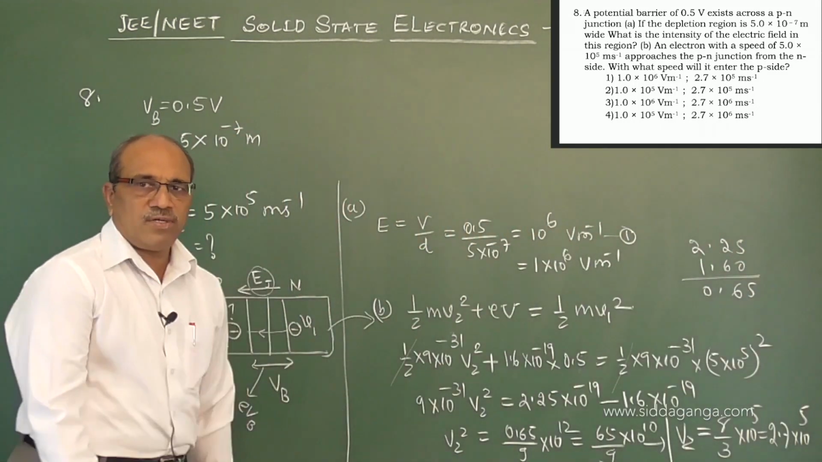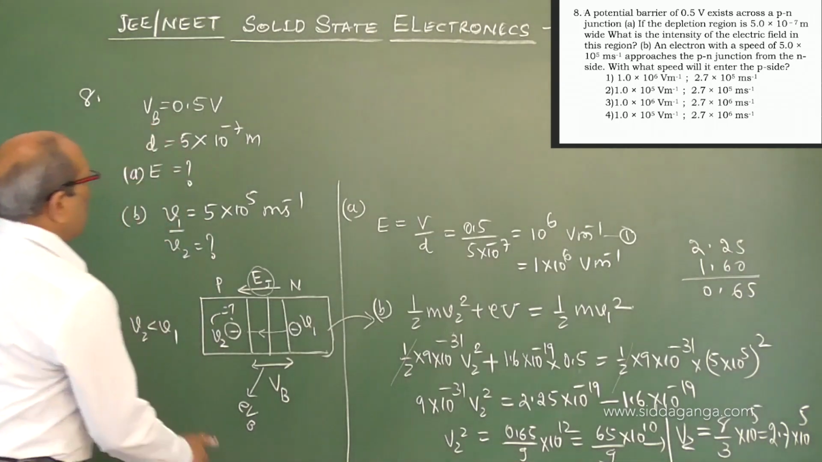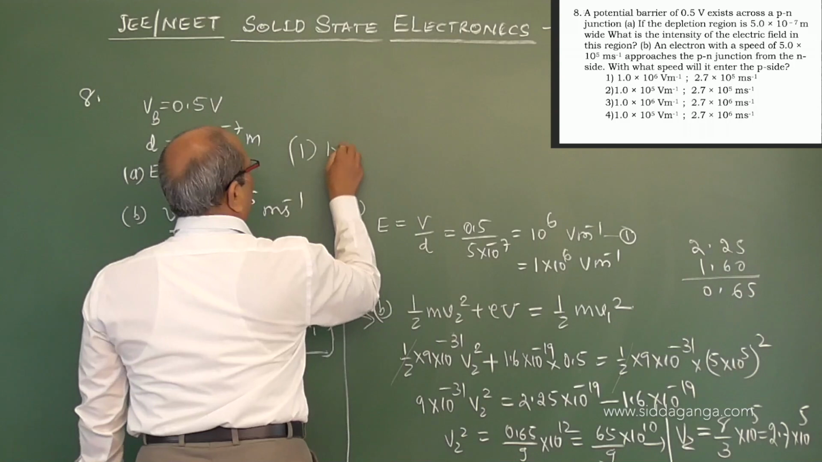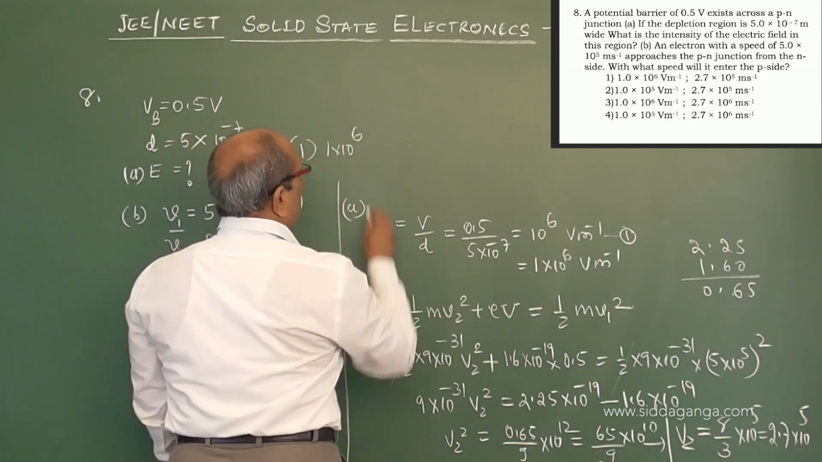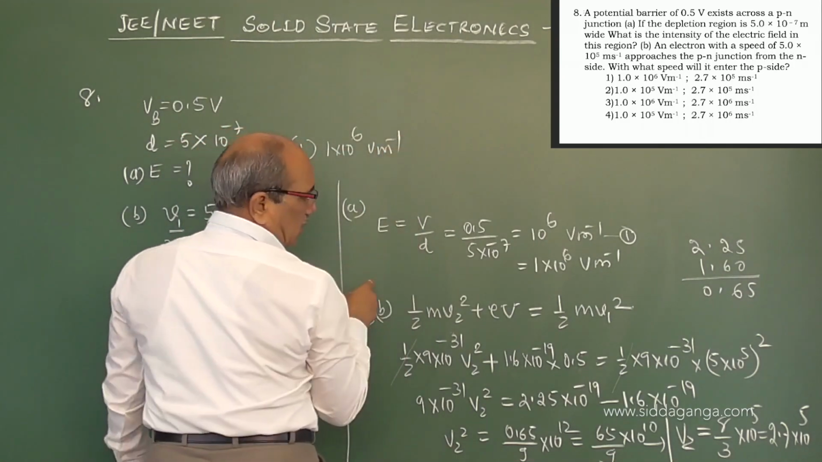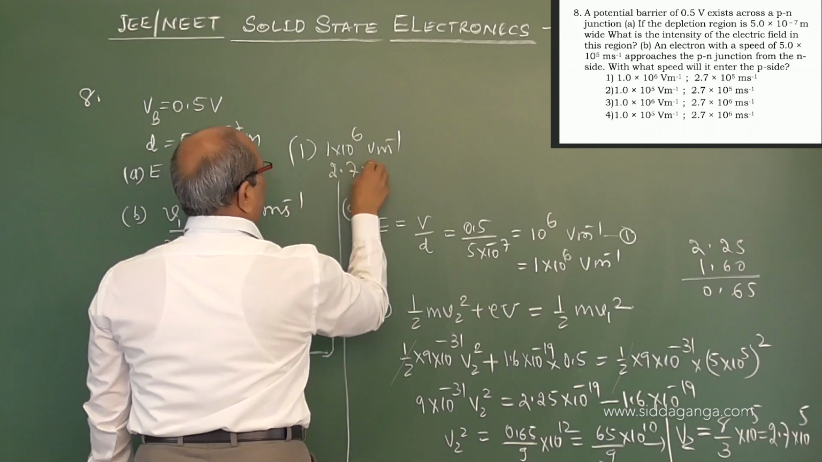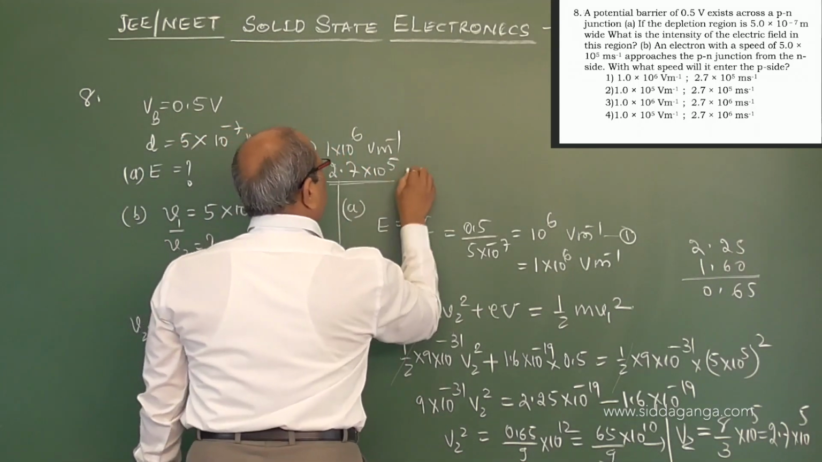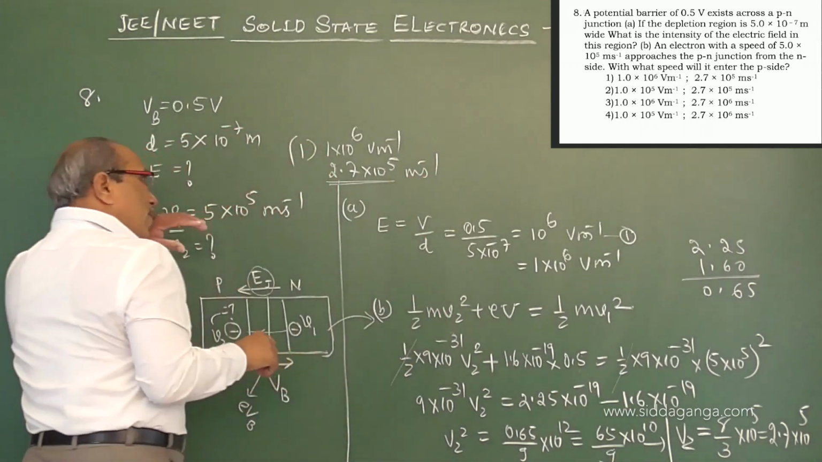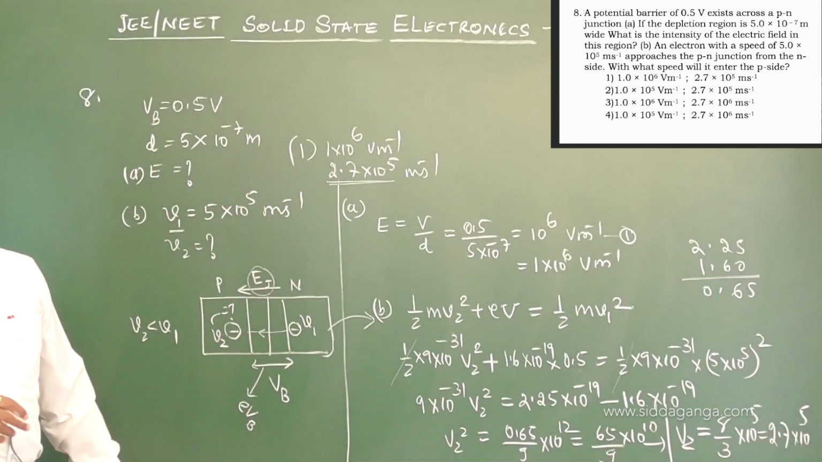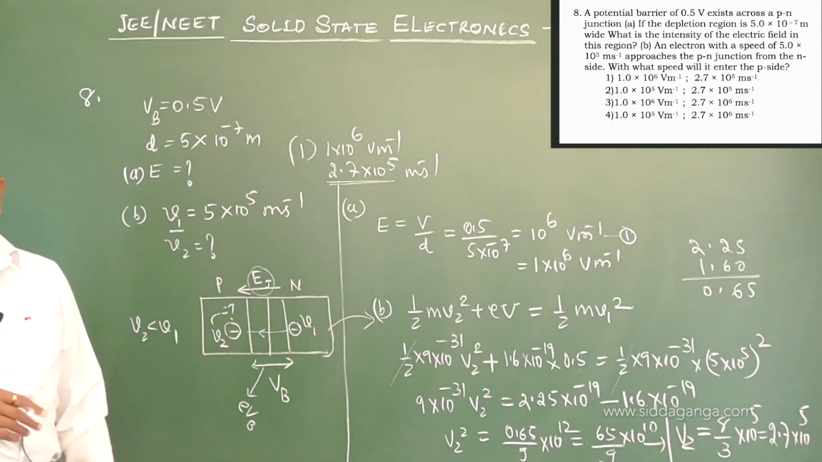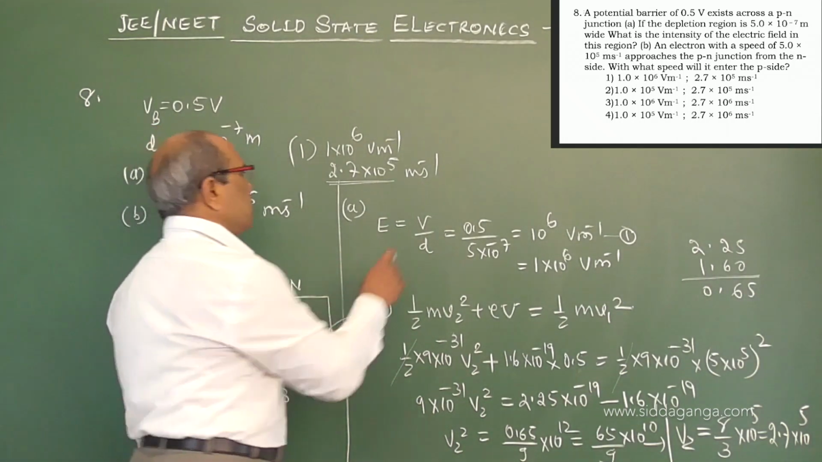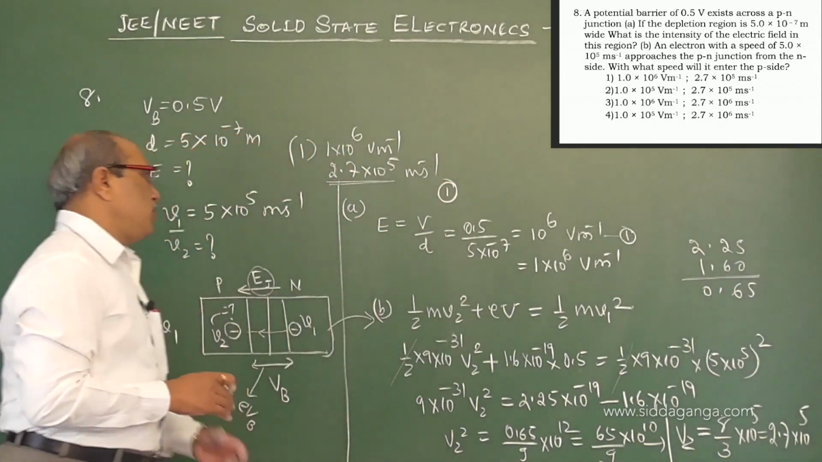So the answers we got are 1.6 into 10 power 6 volt per meter, and another is 2.7 into 10 power 5 meter per second. The best available option is 1.6 into 10 power 6 and 2.7 into 10 power 5, option number 1. I hope you followed here.